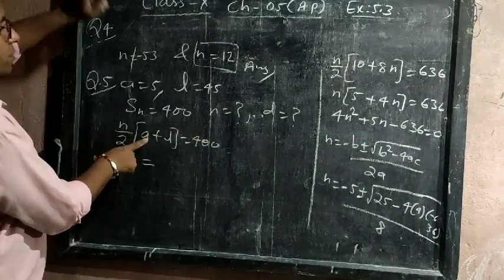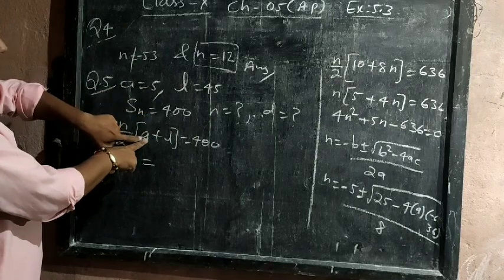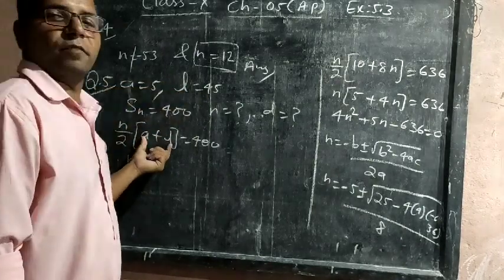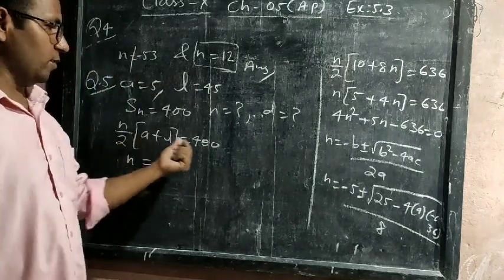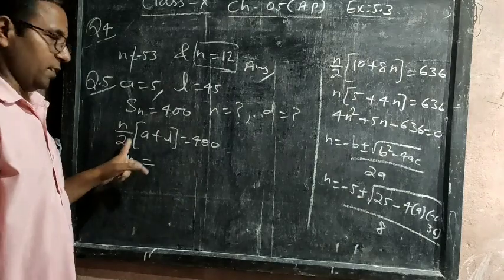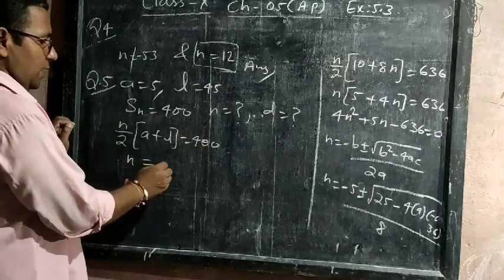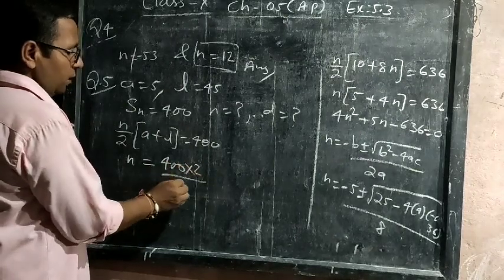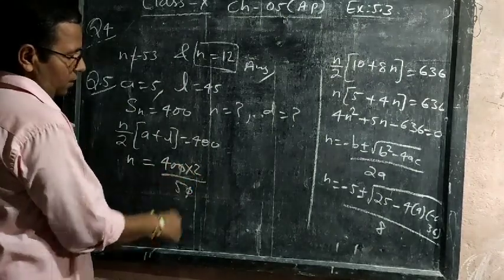So once again, the a value is 5, the n value is 45. So 45 plus 5 is 50, and it is in multiplication, so it will go in divisions with this one. And this one is in divisions, so it will go in multiplications with the RHS side. So 400 into 2 by 50. So this and this 0 can be cancelled.